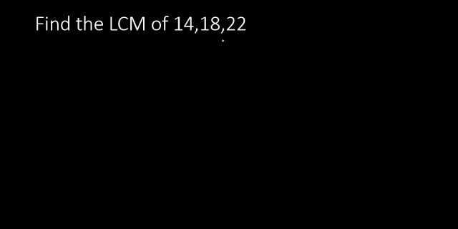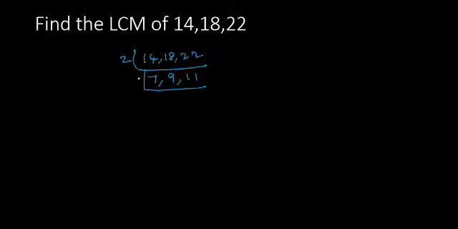Now we can go for the next one. Find the LCM of 14, 18 and 22. Here the LCM has been asked for, and you know that we go for the long division method. So 14, 18 and 22. All are divisible by 2. So this goes 7 times, this goes 9 times and this goes 11 times. Now, 7 and 11 are prime numbers, so we will try to divide by 3. 7 is not divisible by 3, but 9 is divisible by 3, so it goes 3 times.